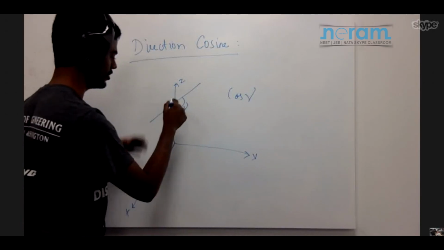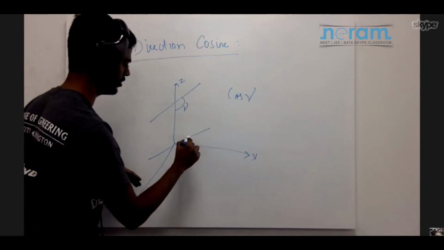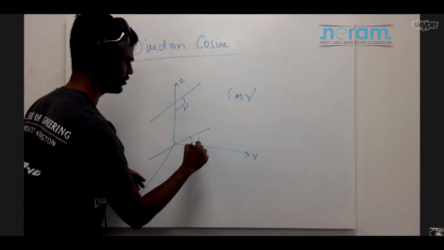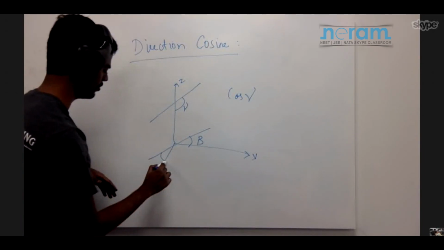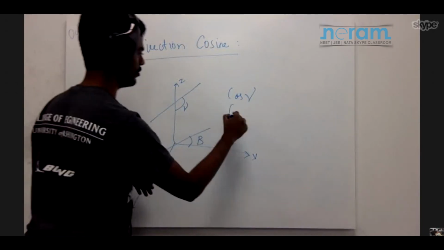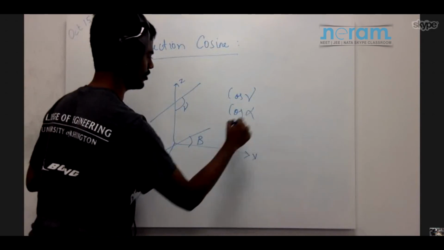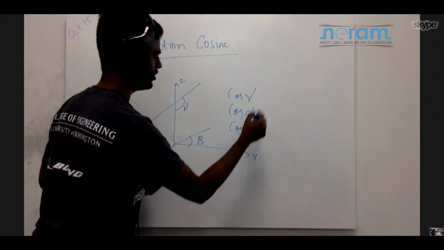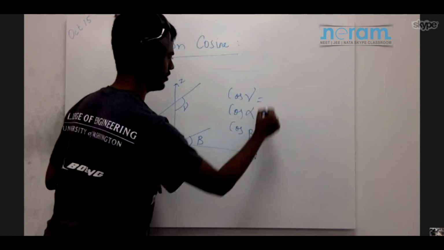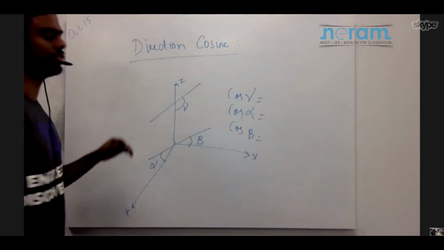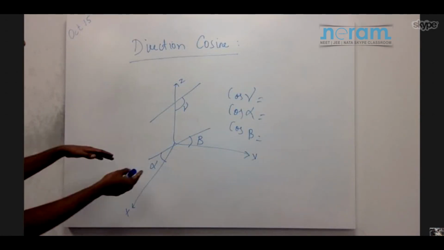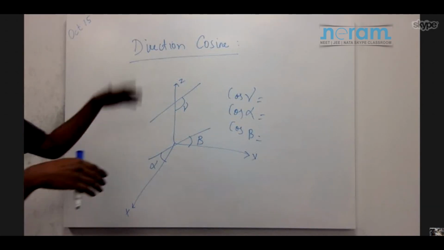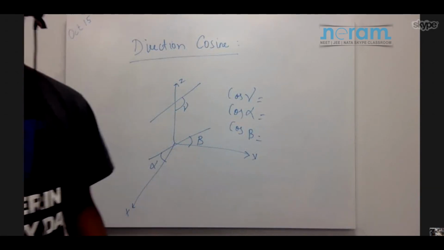After that, if you bring it to the origin, the angle with the y axis is beta, and with the x axis is alpha, then you'll have cos alpha and then cos beta. These three are direction cosines. The cos of the angle made by a line with each and every axis is its direction cosine.